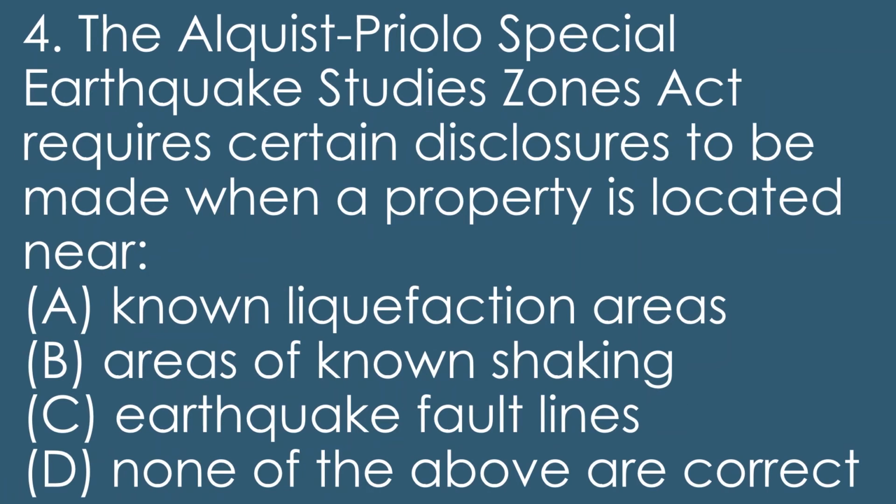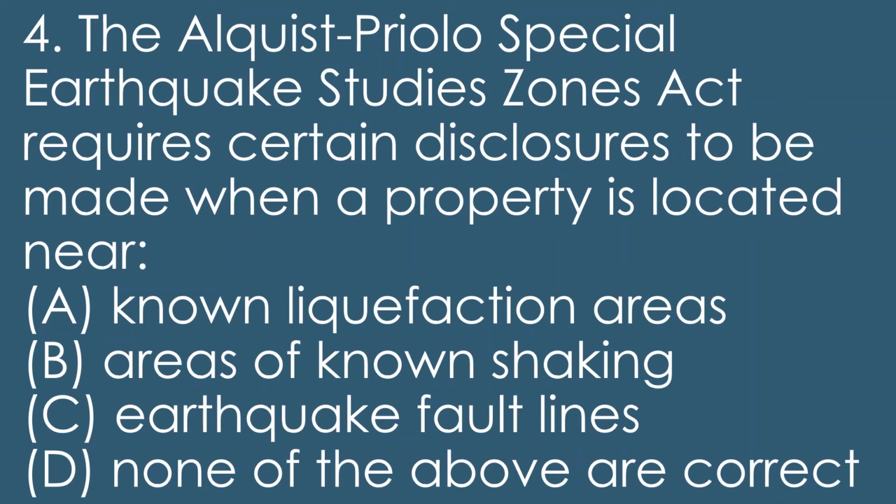4, the Alquist-Priolo Special Earthquake Studies Zones Act requires certain disclosures to be made when a property is located near A, known liquefaction areas, B, areas of known shaking, C, earthquake fault lines, D, none of the above are correct.